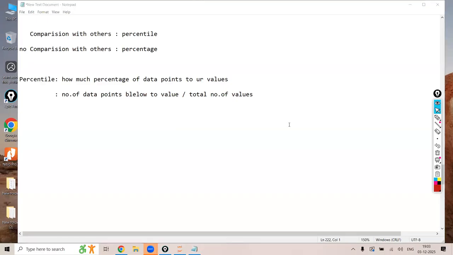Percentile is how many data points are below you. Go to the company now. Take the interview. How many people are below you? Divide by the total number of data points. Calculate. If you are in the top position, automatically you will get the job.